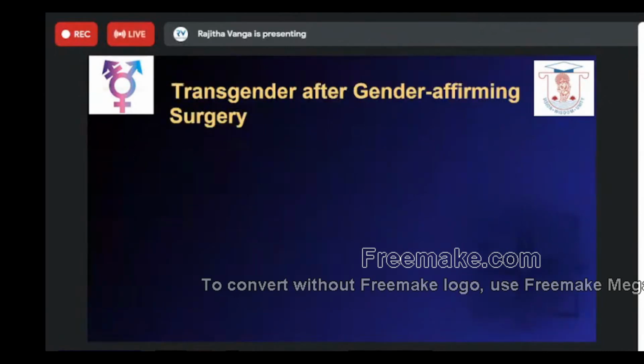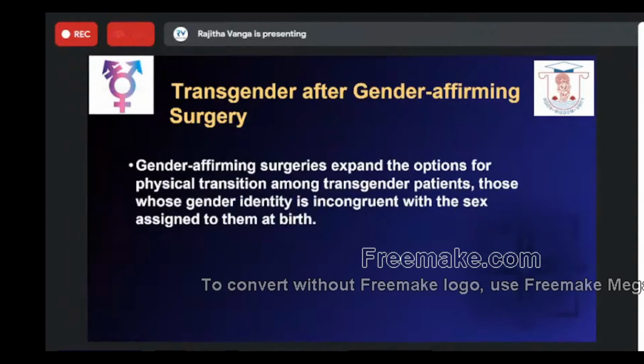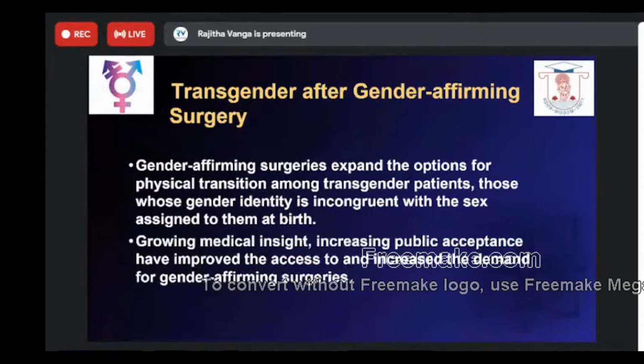So transgenders after gender affirming surgery. That is what we saw during surgeries: what are the surgeries which are done in feminizing and masculinizing an individual? So after surgery, let's see some post-surgical anatomical changes as well. Gender affirming surgeries expand the options for physical transition among transgender patients, those whose gender identity is incongruent with the sex assigned to them at birth. Growing medical insight and increasing public acceptance have improved access to and increased the demand for gender affirming surgeries.